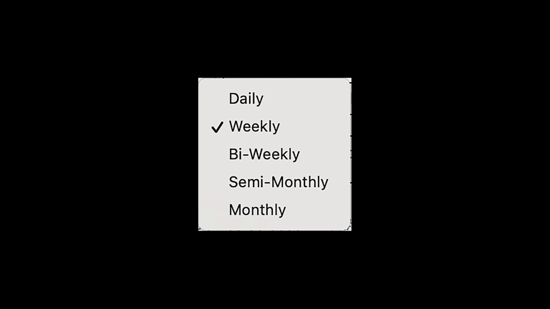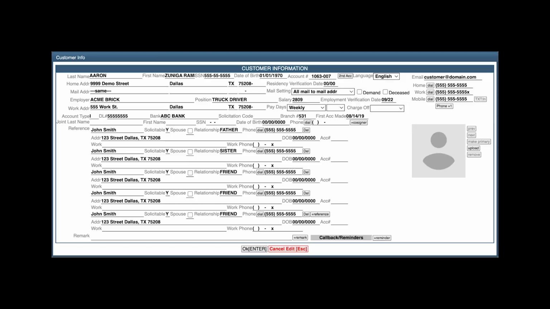Semi-monthly allows 2 separate dates of the month selected for borrower's pay. An example would be the 1st and the 15th of the month, or whatever 2 days a month the borrower is paid. Monthly allows a single date.